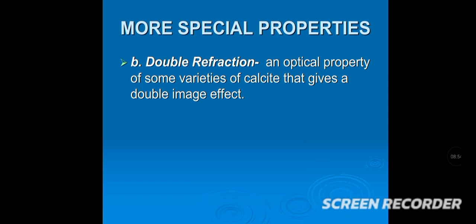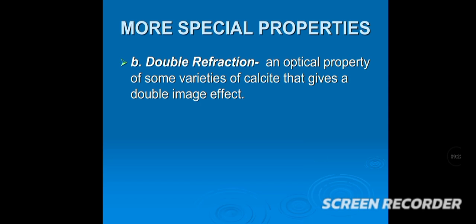Another important property is double refraction. Now, it is a very interesting thing. What is double refraction? We all know that when light passes through a substance or material, the light can get refracted, reflected, or completely absorbed.